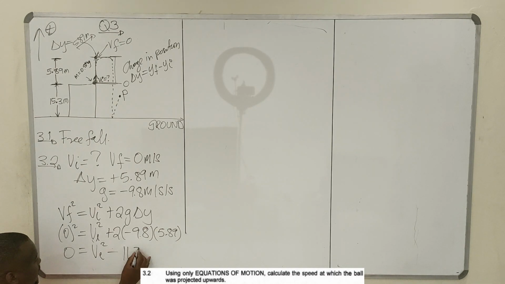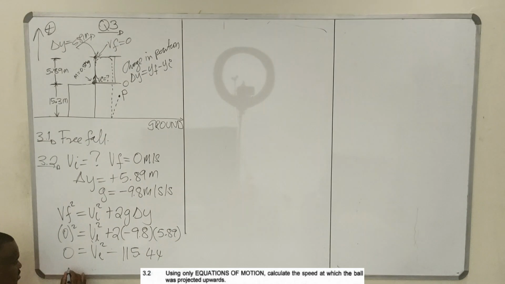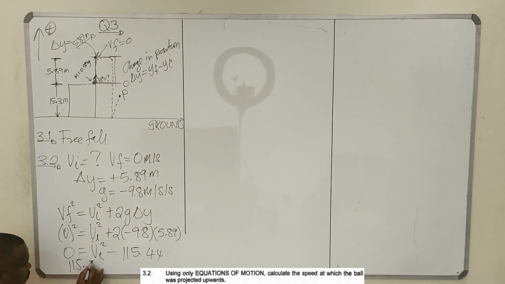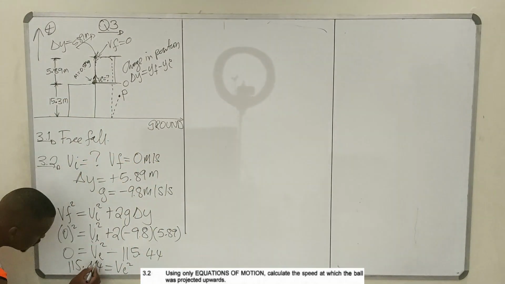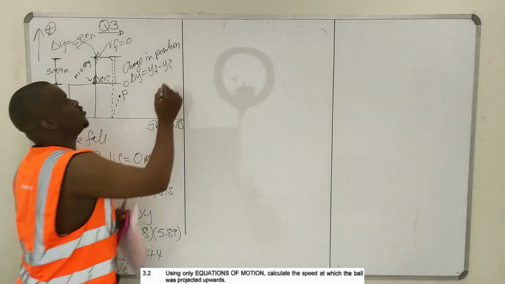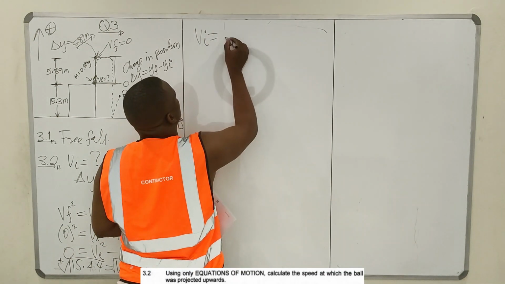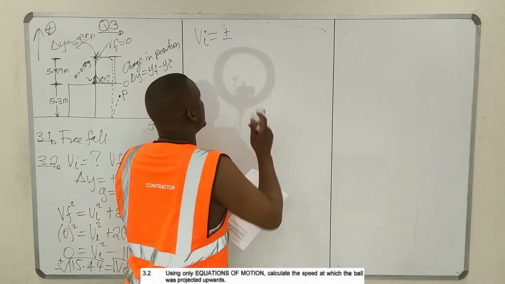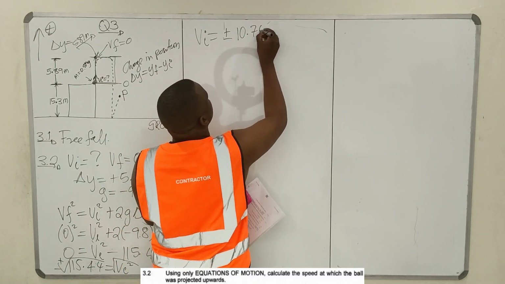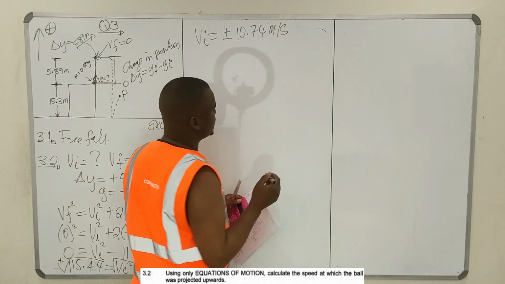So it's 115.44, right? Which means your 115.444 is equal to Vi squared, right? Then you take the square root of both sides, plus or minus the square root of this. So your Vi is equal to plus or minus the square root of your answer, which is 10.74 meters per second, right?